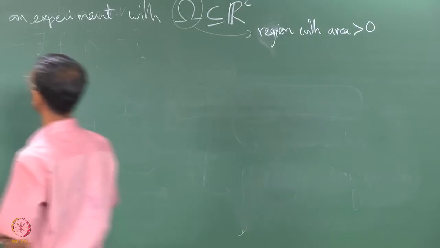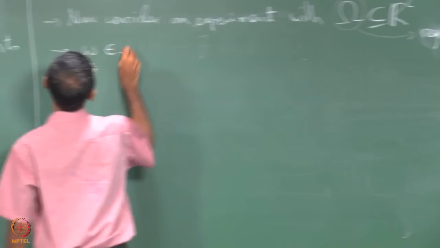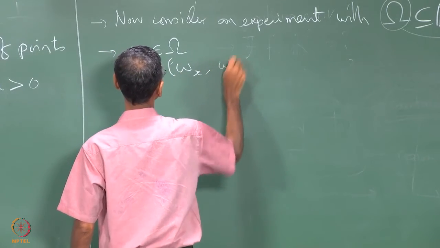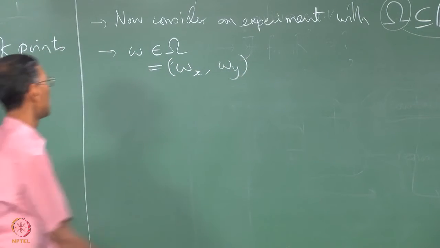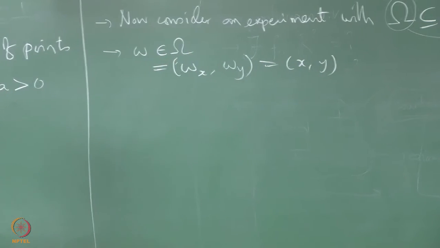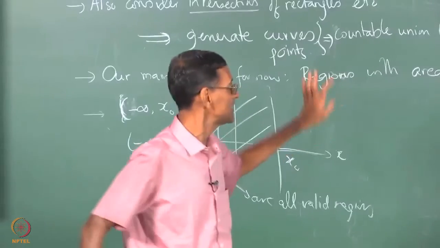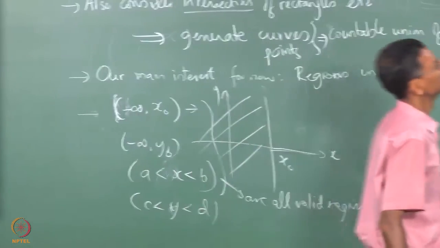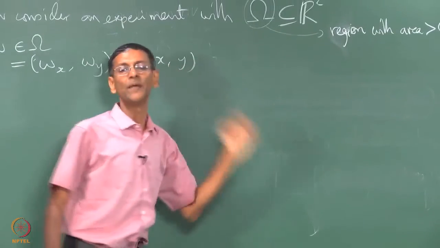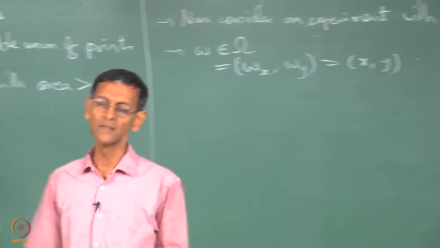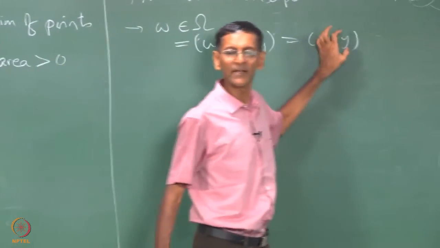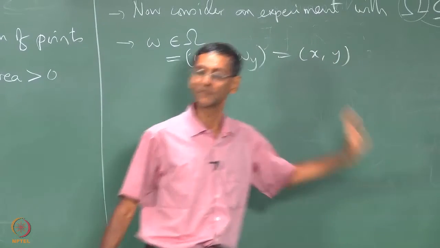So each omega basically has two components, omega x and omega y, if you will. It has an x component and a y component, so you can just write it as x comma y. Every omega has an x coordinate and a y coordinate. You assume that the axes are marked. Of course you can say that at this point there is no axis, but for making the measurement you need the axis, you need the origin, the x axis and the y axis. Without that you can't define the x value of the measurement and the y value of the measurement.